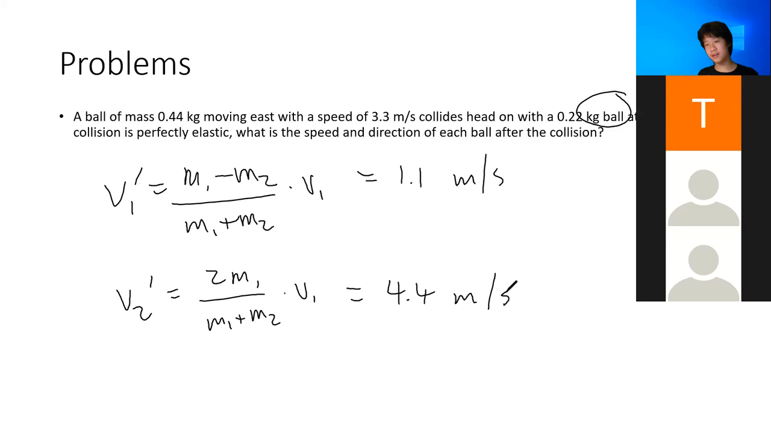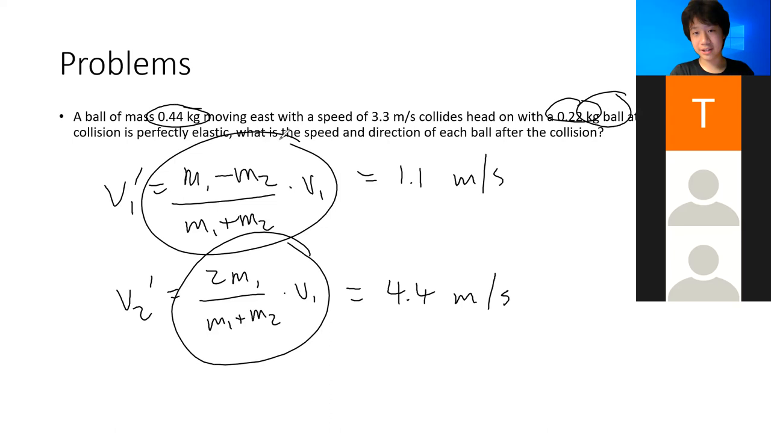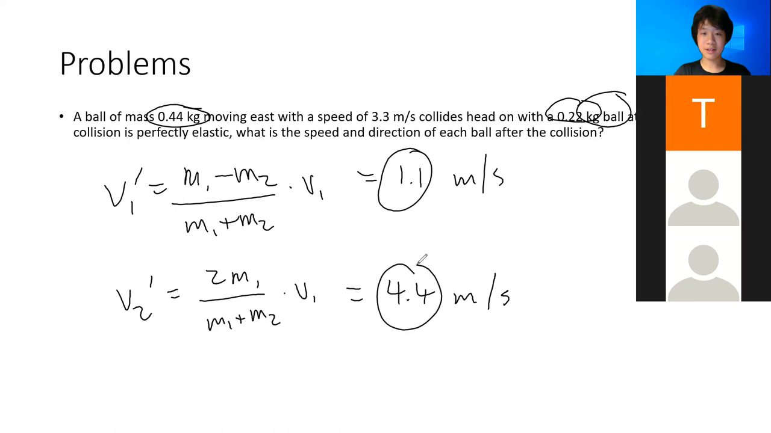And you may ask, hey, why isn't one of them not moving, right? In the other problem we did, one of them stopped moving and the other one went off at the exact same speed initially. Well, that only happens if the two balls have the same mass, okay? But as you can see here, the two balls do not have the same mass. So you have to use these formulas to find out what they actually are, okay? Since both of these are positive, they're both going east, one at 1.1 and the other at 4.4.